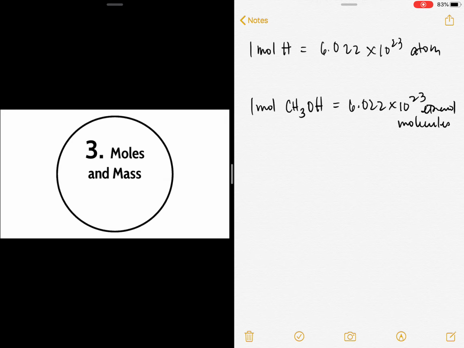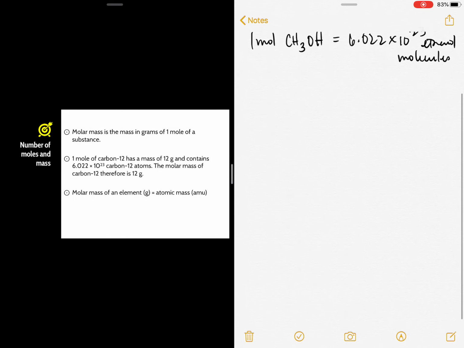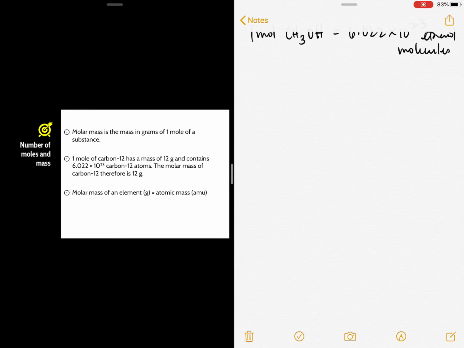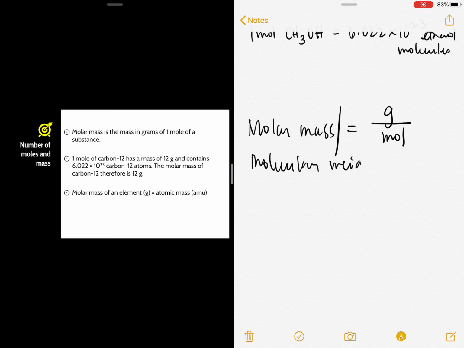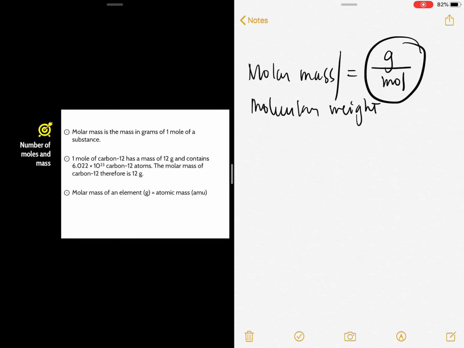Now, let's talk about moles and mass. Your molar mass is the mass in grams of 1 mole of a substance. Anong ibig sabihin nun? Ang molar mass mo daw is equal sa grams per 1 mole of a substance. So, that is the unit of your molar mass: gram per mole. Very easy. Yung molar mass, maraming tawag dyan. Yung iba ang tawag nila, molecular weight. Parehas lang din yun. Molar mass, molecular weight, it's the same. Gram per mole, that's the unit of your molar mass.